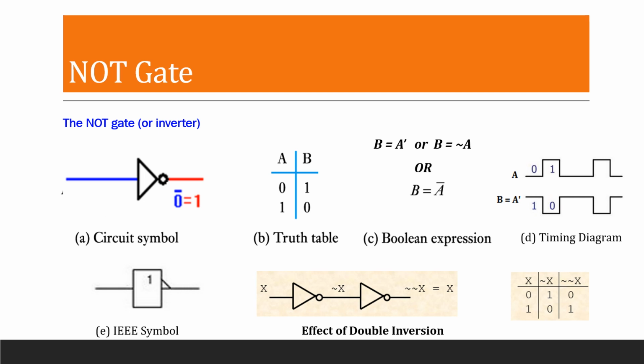Now let's look into the effect of double inversion. If you take the complement of a complement, we will get the original number. If you take the complement of x, we will get x bar. And if you take the complement of x bar, we will get x itself. That is the effect of double inversion.